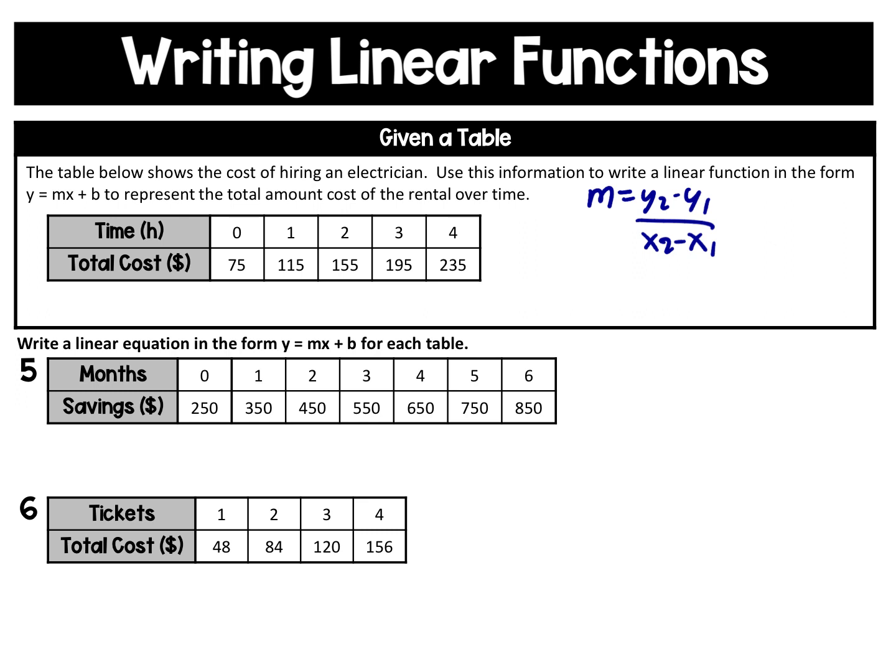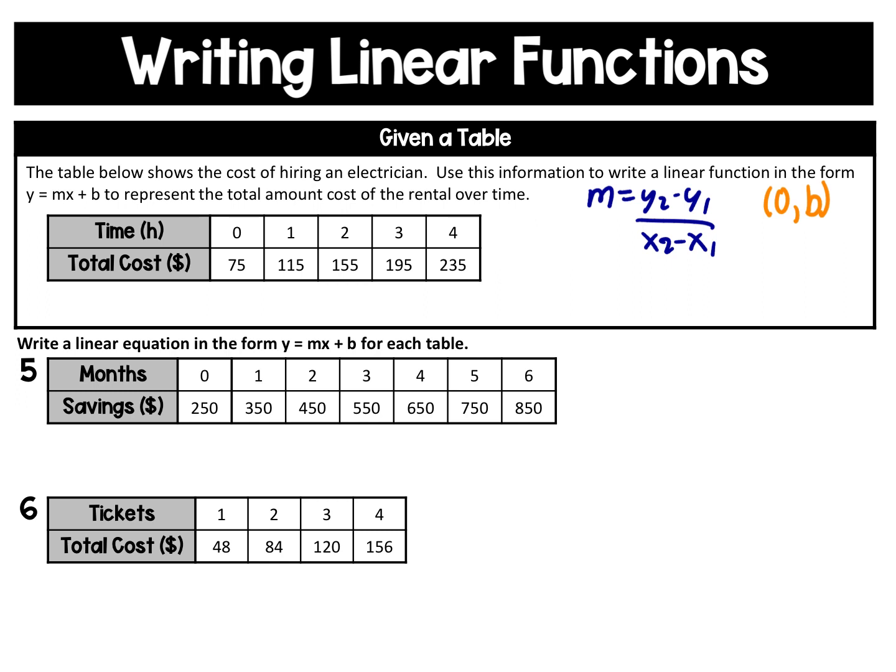It is the output when the input is 0. If 0 is one of your given inputs, this is easy. If it is not one of your given inputs, then you will need to plug in an x and y value from a point and then solve for b to get your y-intercept. So let's try an example.